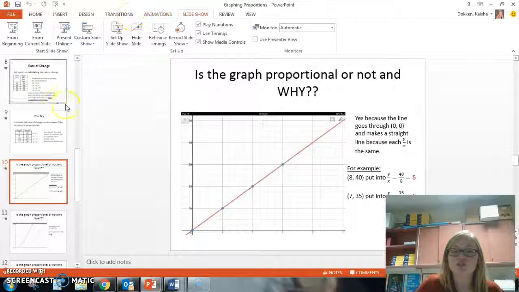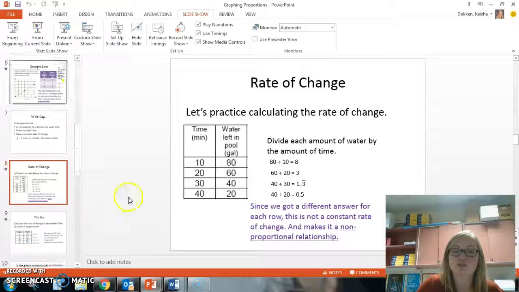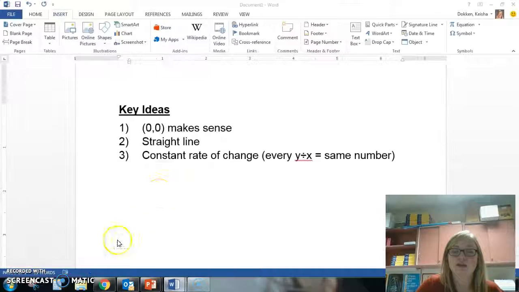All right, so just to recap, please remember the 3 key ideas. Okay, like I said, this is going to be your mantra. Have this open while you're working on your homework today. Does 0, 0 make sense? Does it make a straight line if you graph it? And is there a constant rate of change?